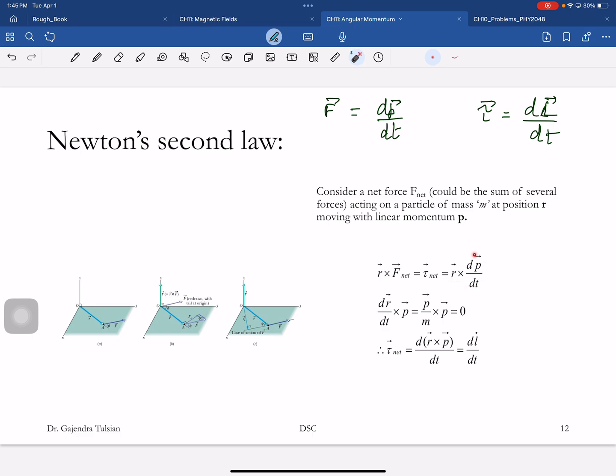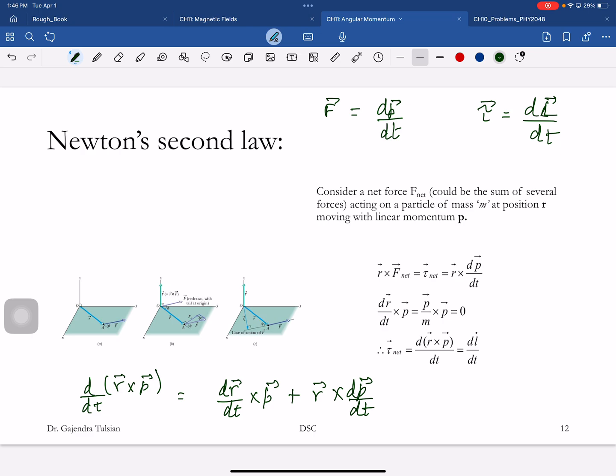All right, this is R cross dP by dt. What we'd like to do is write this as d by dt of R cross P. Well, what is this? From the chain rule, if R were a function of time and P were a function of time, this would be dR by dt cross P plus R cross dP by dt. Well, what is this? dR by dt is velocity. Velocity is momentum divided by mass. So this is momentum divided by mass cross P plus R cross dP by dt.